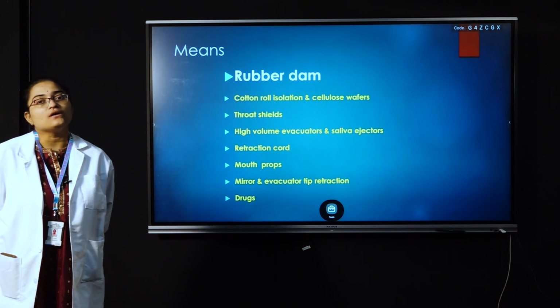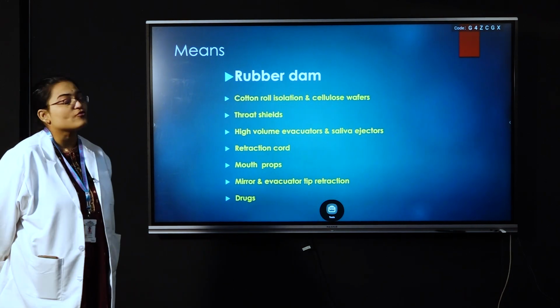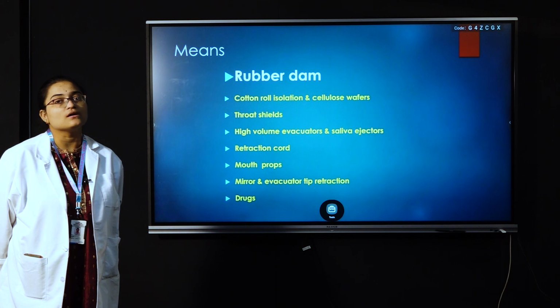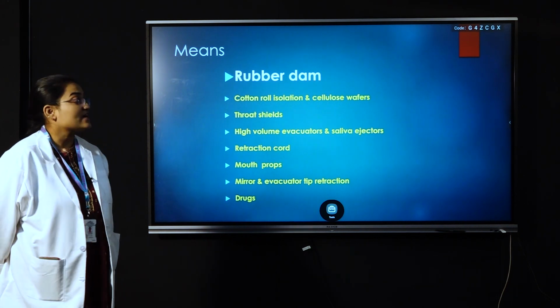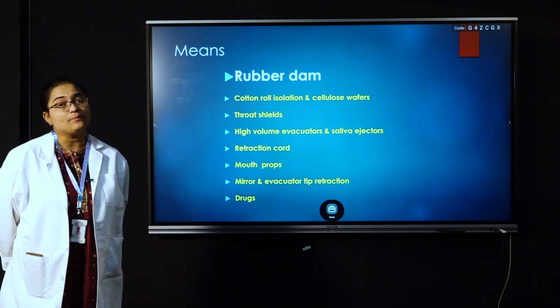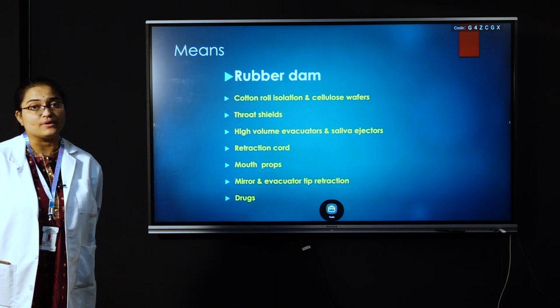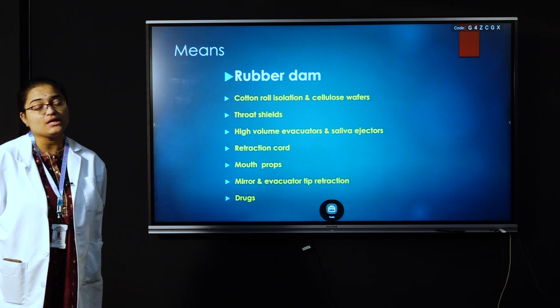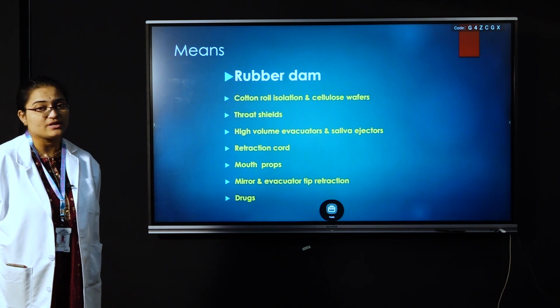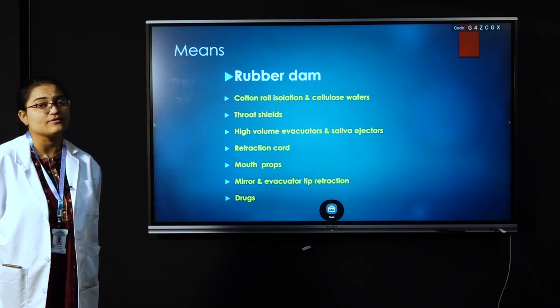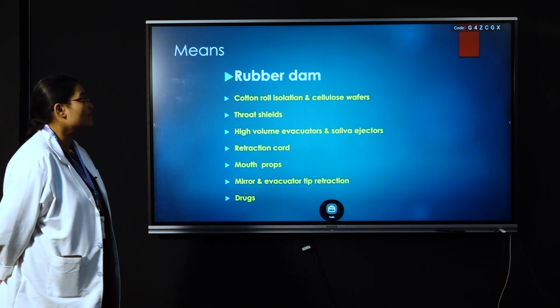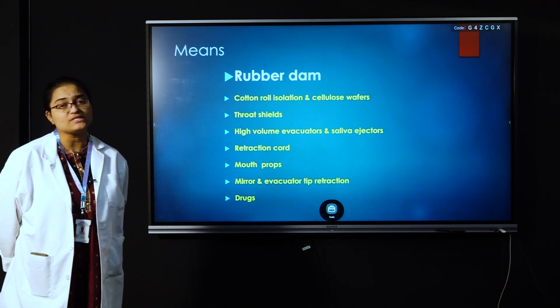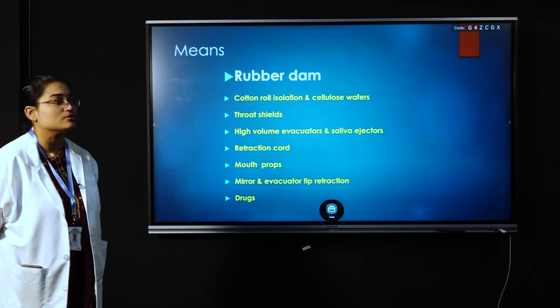So the primary objective of your moisture control is complete retraction and complete moisture control, which can be obtained through the use of rubber dam. The rubber dam is of utmost importance in operative dentistry because it gives you almost 100% moisture control, and this is the most commonly used and recommended means of moisture control.